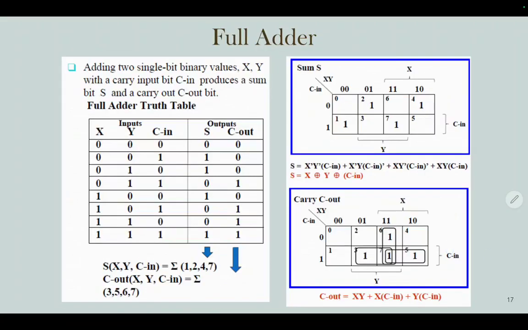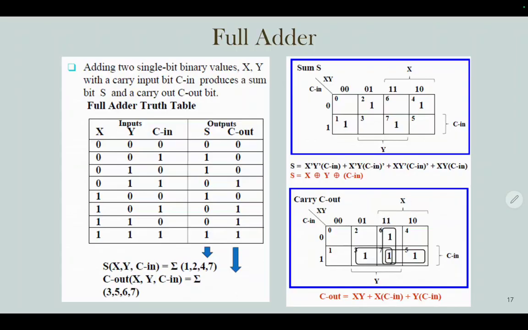Next is the full adder. What is a full adder? A full adder has three inputs, which are X, Y, and C in. It's a combination of two half adders. You can get the full adder, and then this is the truth table for the full adder. A full adder can be represented by sum equals X XOR Y XOR C in, or S equals X bar Y bar C in plus X bar Y C in bar plus X Y bar C in bar plus X Y C in.